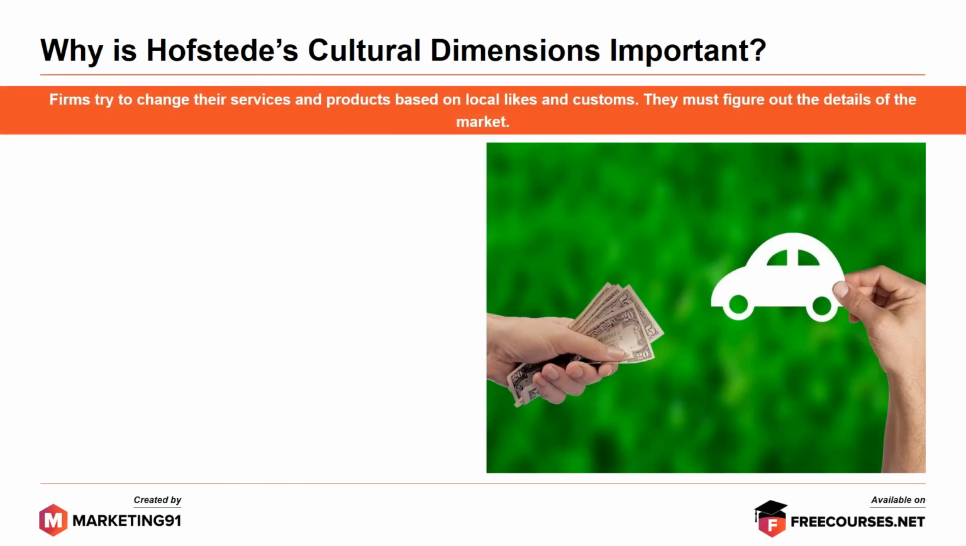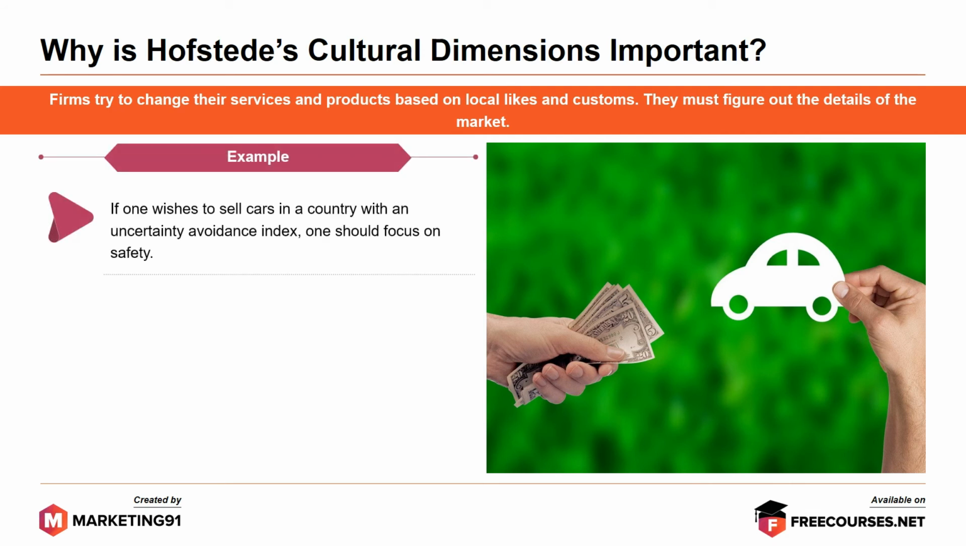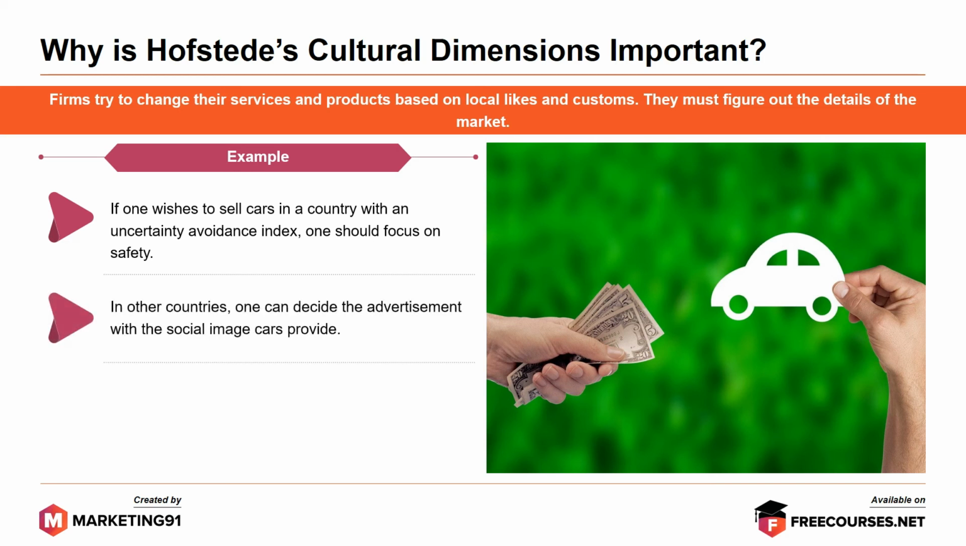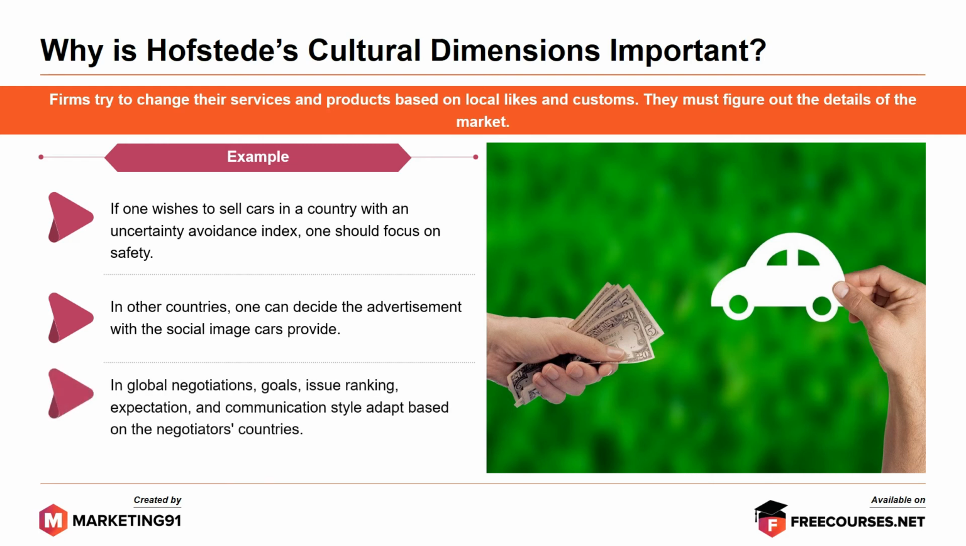Moving on, firms trying to change their services and products based on local likes and customs must figure out the details of the market. For example, if one wishes to sell cars in a country with a high uncertainty avoidance index, one should focus on safety. In other countries, one can design the advertisement around the social image cars provide. In global negotiation, goals, issue ranking, expectation, and communication style adapt based on the negotiator's countries.